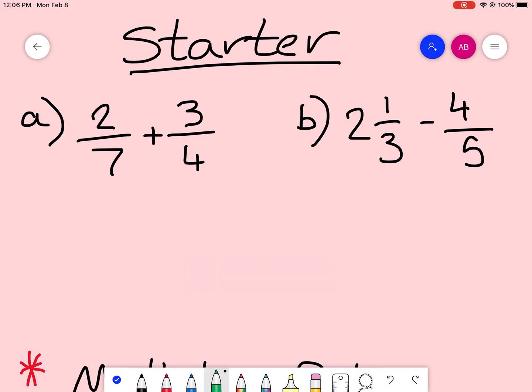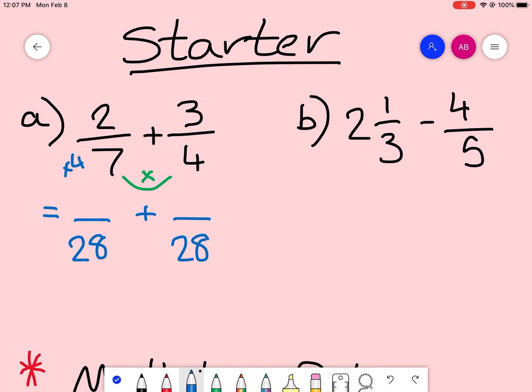The first task when we have to add or subtract fractions is to make sure that we have a common denominator. Now we can get that, if we remember, by multiplying the two denominators within the question together. So 4 times 7 gives us 28 as our common denominator. We have multiplied the first fraction by 4 to get the 28, so we have to do the same to the top, making 8 over 28, and the second fraction is multiplied by 7, making 21 over 28.